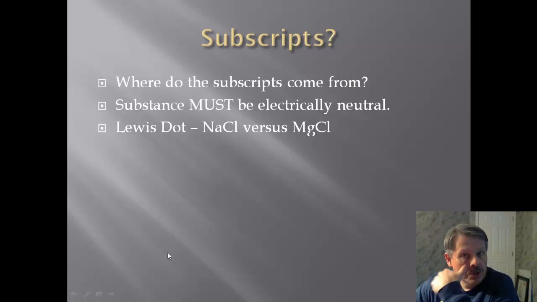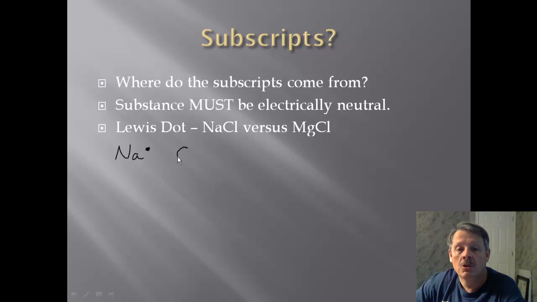But where do the subscripts come from? Well, the substance must be electrically neutral. So if we think about sodium, for example, sodium has 1 valence electron. And chlorine has 1, 2, 3, 4, 5, 6, 7 valence electrons because it's a halogen. So an alkali metal like sodium is going to tend to lose its electron completely. That electron is going to be 100% transferred to chlorine, so it goes away from here and it comes over here to chlorine.